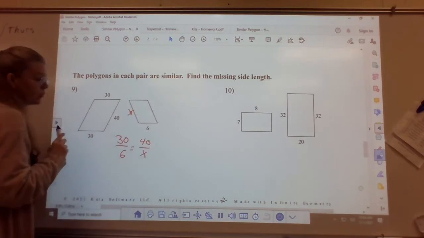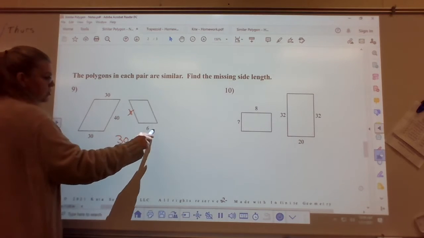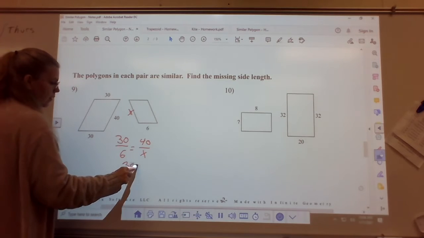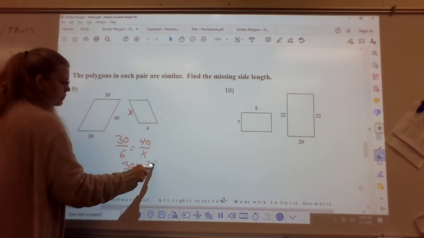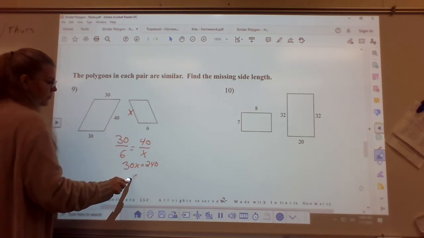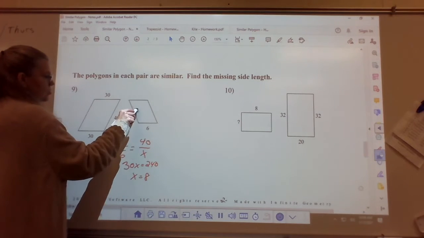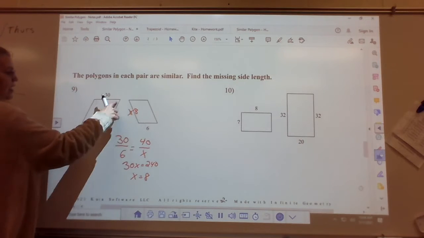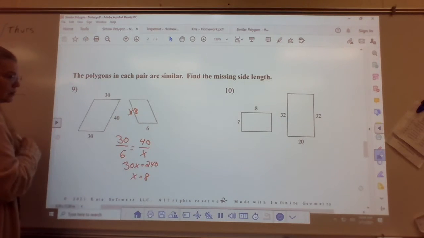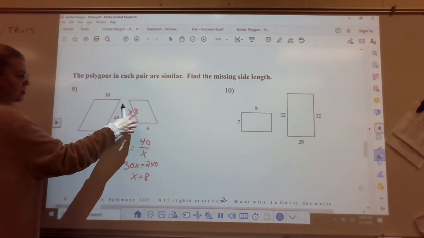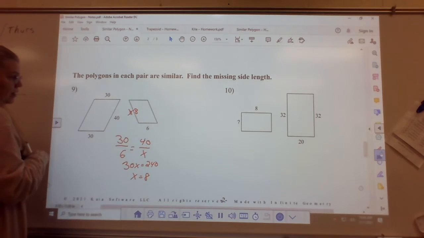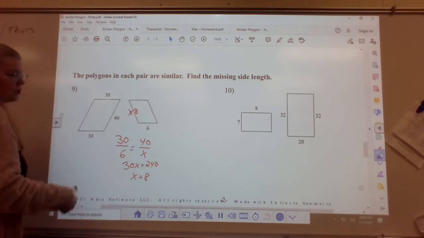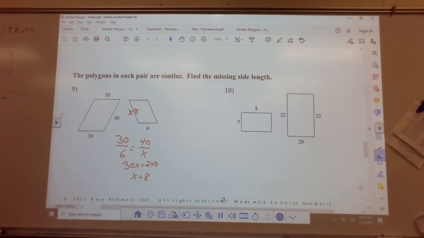So there's my proportion. Cross multiply the same as we did last week. So 30x equals 240. Divide by 30, x equals 8. So therefore, this is 8. I have a parallelogram with sides 6, 8 and a parallelogram with sides 30, 40, which makes sense because both of them would end up reducing the same. If I multiply this by 5, I get 40. If I multiply this by 5, I get 30. So it's proportional.